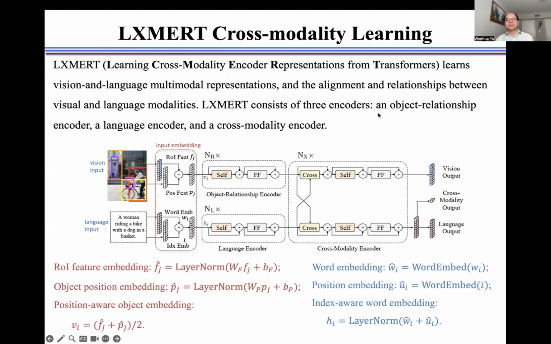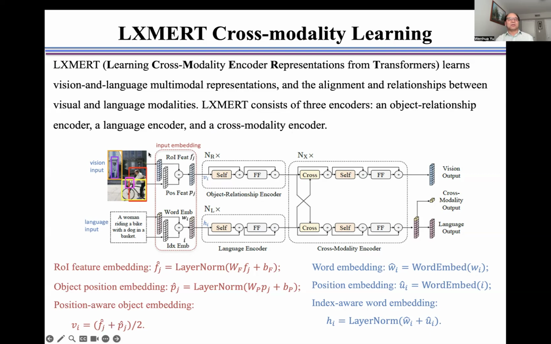The first one is an object relationship encoder. The second one is a language encoder, and the third one is a cross-modality encoder, as shown here. This is the object relationship encoder, this is the language encoder, and this is the cross-modality encoder. This is the vision input, and this is the language input.